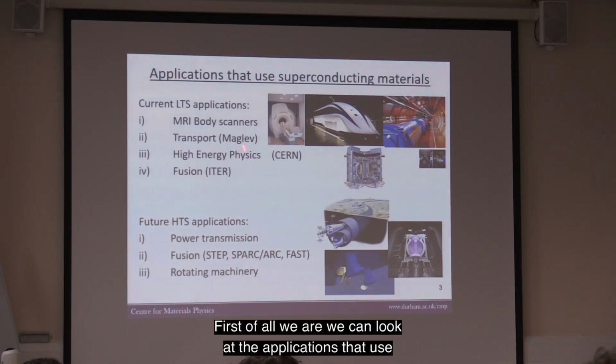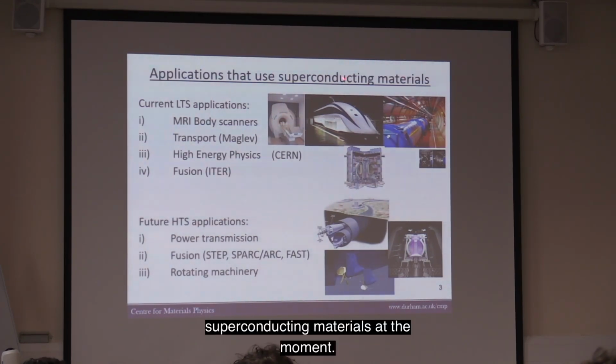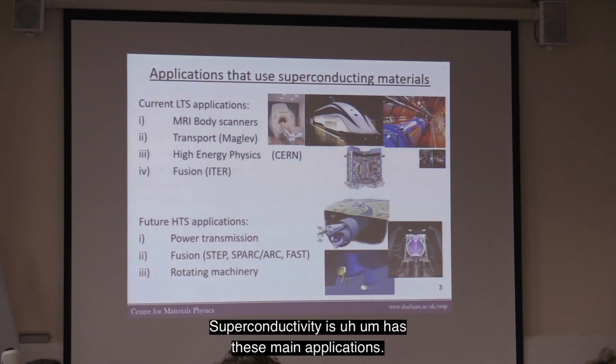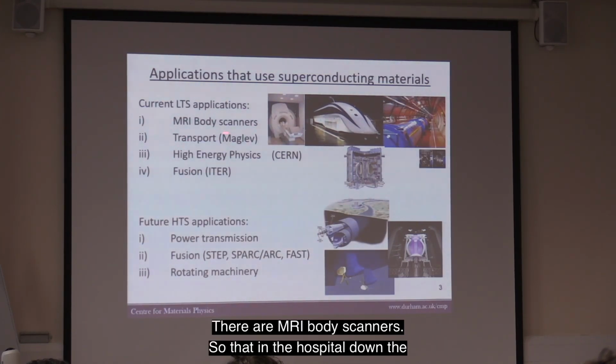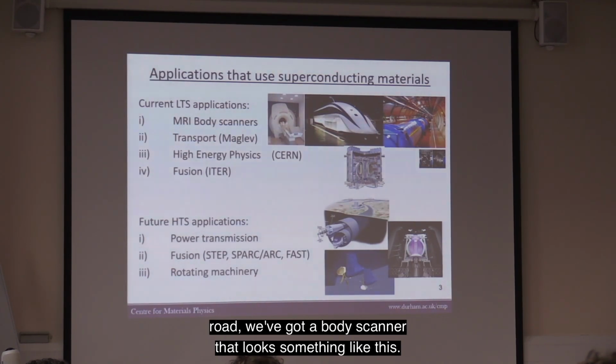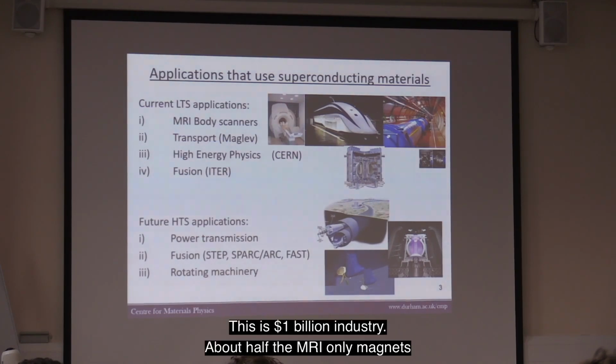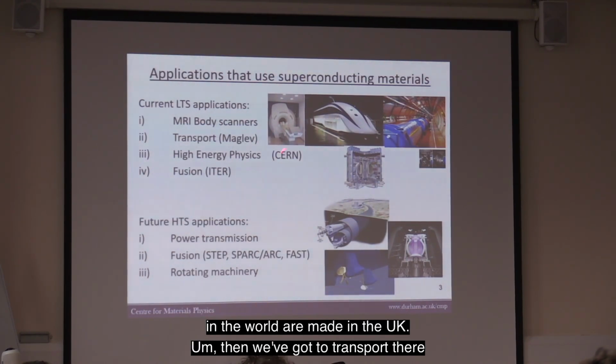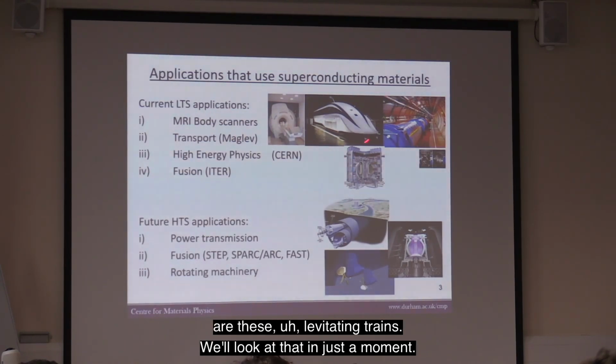First of all, we can look at the applications that use superconducting materials at the moment. Superconductivity has these main applications. There are MRI body scanners, so that in the hospital down the road, we've got a body scanner that looks something like this. This is a $1 billion industry. About half the MRI magnets in the world are made in the UK. Then we've got transport. There are these levitating trains. We'll look at that in just a moment.